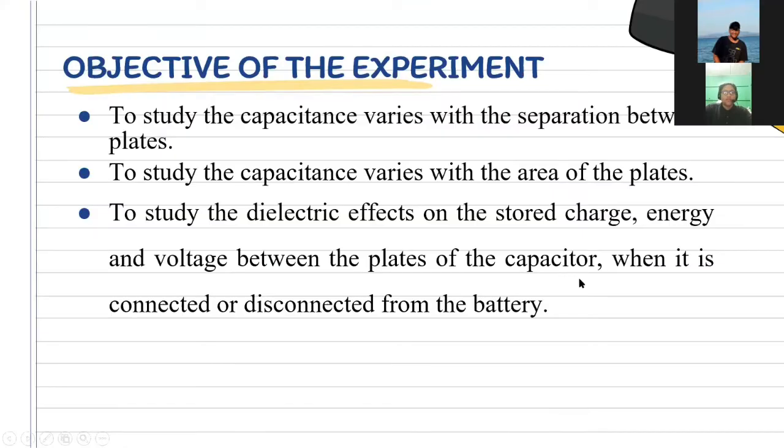So the experiment has 3 objectives. The first one is to study how the capacitance varies with the separation between the plates. Second, to study how the capacitance varies with the area of the plates. And the last one, to study the dielectric effects on the stored charge, energy and voltage between the plates of the capacitor when it is connected to or disconnected from the battery.